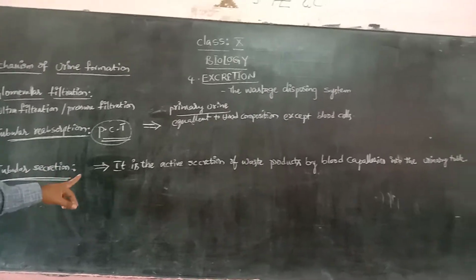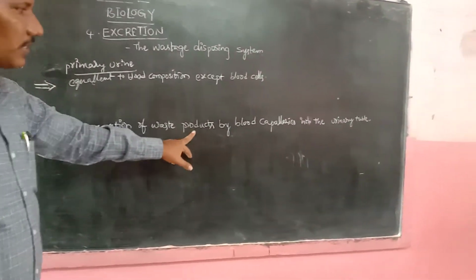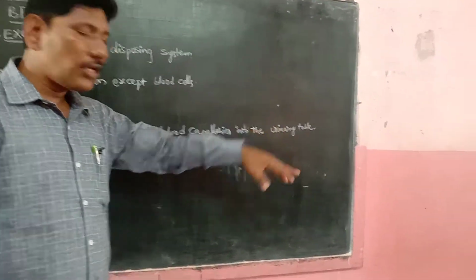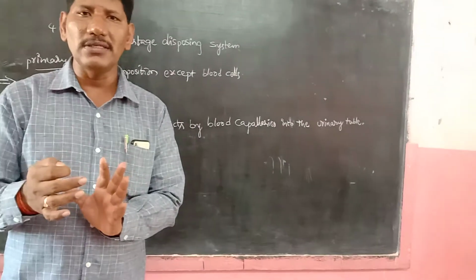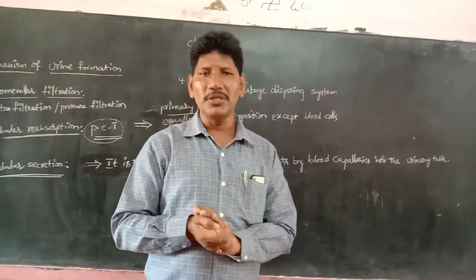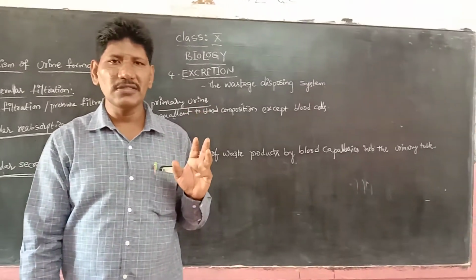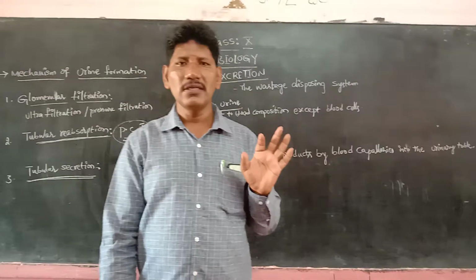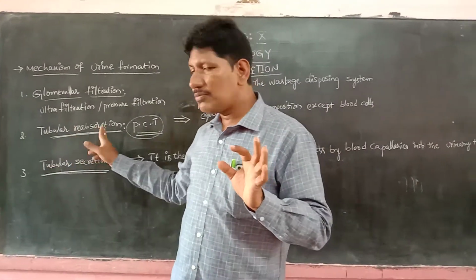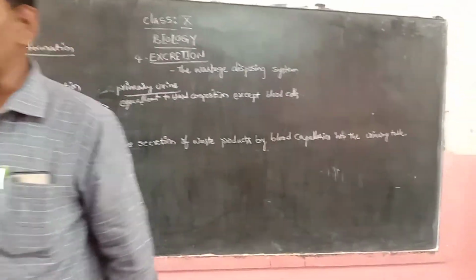Next, tubular secretion. It is the active secretion of waste products from the blood capillaries into the urinary tubules. So this happens in the mechanism of urine formation, which obviously has three steps. One is glomerular filtration, or pressure filtration, or ultrafiltration. The second one is tubular reabsorption. The third one is tubular secretion. So once again I will support this.